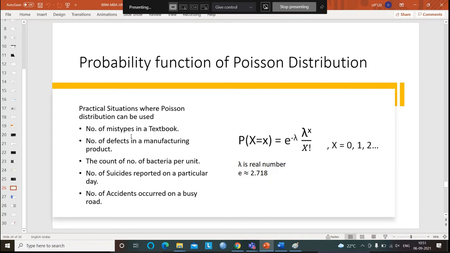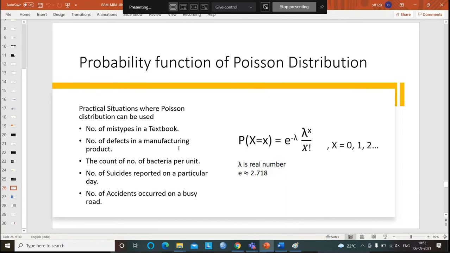And out of all these examples, see here: mistypes, defects, suicides, accidents. All these words are negative kinds of words. Suicide is a negative word; accidents, mistypes, defectives are negative words. That means it's a symbolic way we try to remember that a problem belongs to a Poisson distribution. If you find any such negative words, that problem belongs to the Poisson distribution most of the time. Okay, not all the time, most of the time.